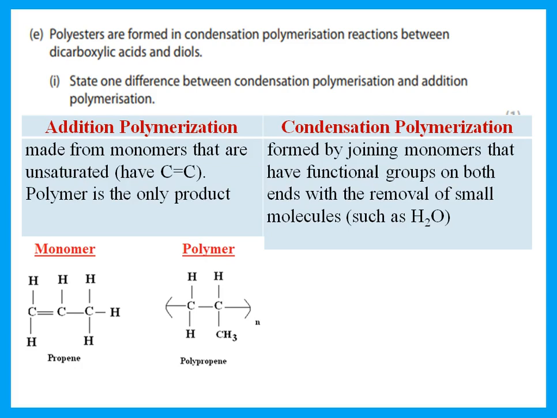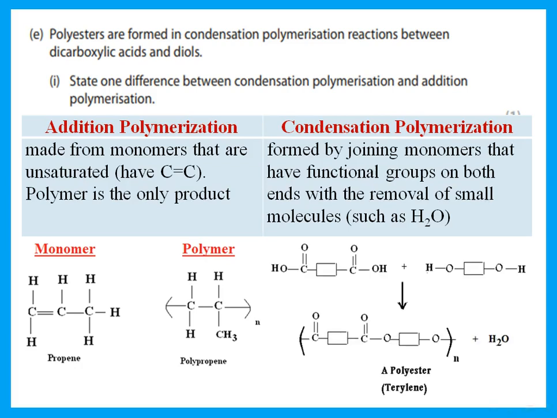But when we do condensation polymerization, first of all, I start with monomers that have functional groups on both ends. So a diacid, a dialcohol, I join them together by the removal of a molecule of water. So we said we remove OH from the acid, H from the alcohol, and join to form a polyester, for example. So this is condensation polymerization, where the monomers have functional groups on both ends. They're not alkenes, and I join them by the removal of small molecules such as water.